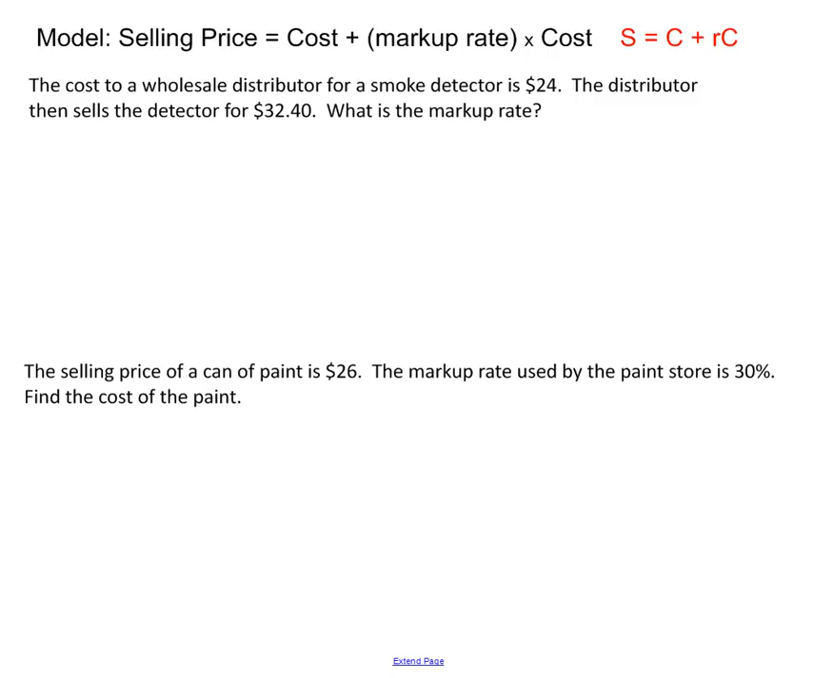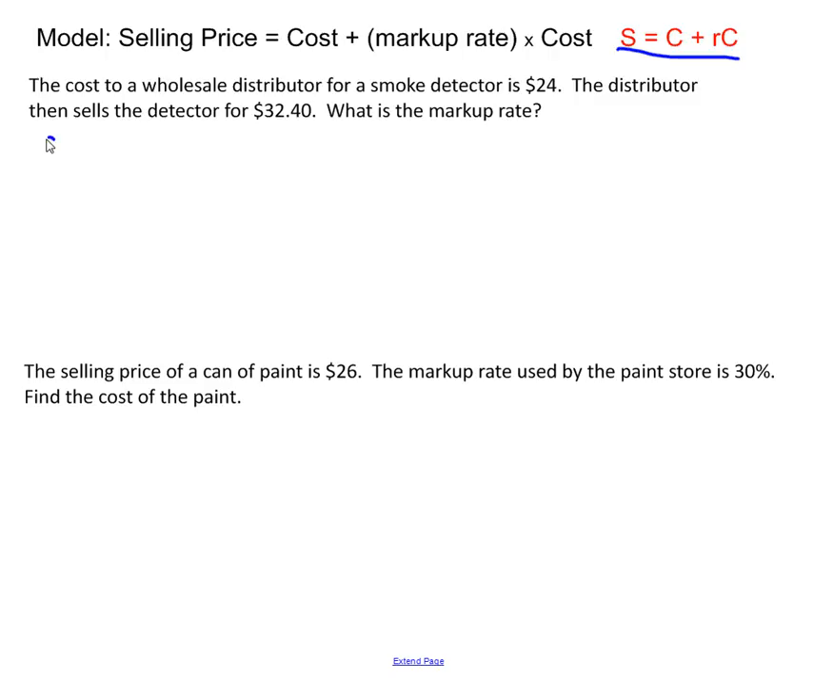So here's an example of how that might be used. The cost to a wholesale distributor for a smoke detector is $24. That's how much the distributor pays. The distributor then sells the detector for $32.40. So what is our markup rate? Okay, so the very first thing is we have to go through, and if we're using a model like this one, we should know what are we given and what do we need to solve for. Well, in this model right here, we need S, which is the selling price. We need C, which is the cost to the distributor, and R, which is the markup rate.